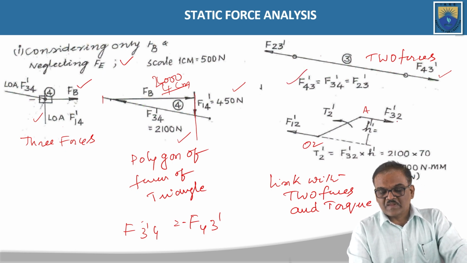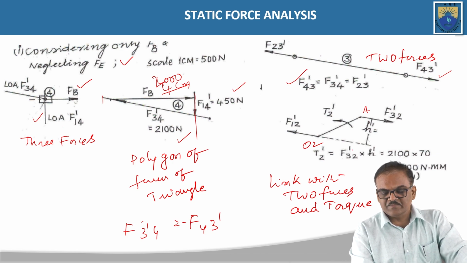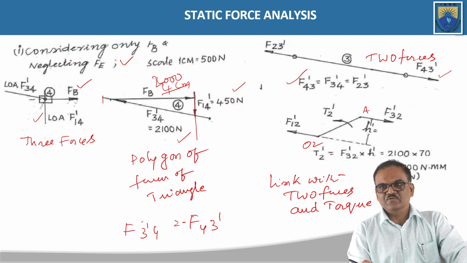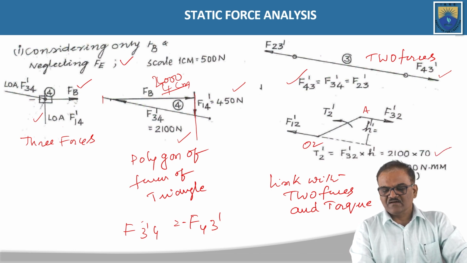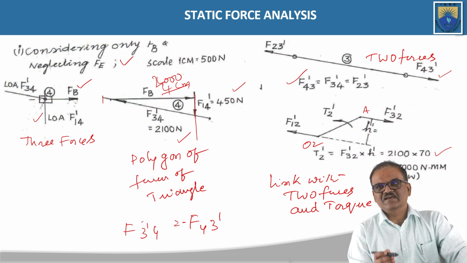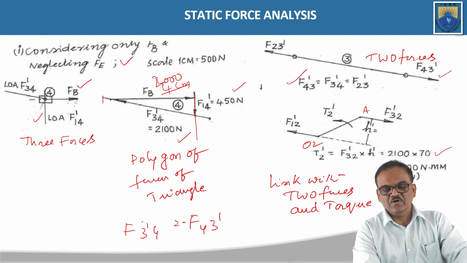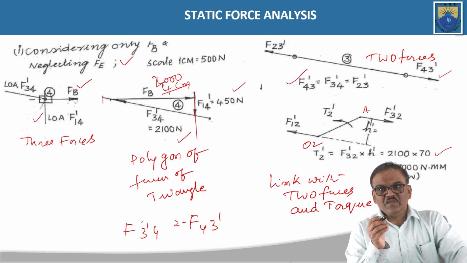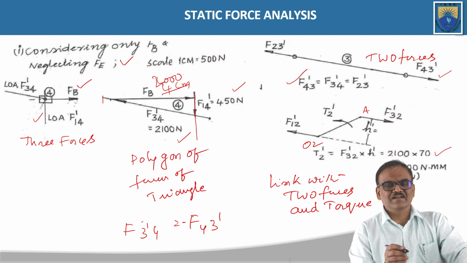After this, F-32 opposite is F-12, and here our objective is to determine the distance between F-32 and F-12. Link O2A we consider as two forces and a torque or a couple. That is what we have to understand here. Therefore, F-32 into h-dash is considered as the torque that is being applied in the counterclockwise direction, because F-32 is opposite to F-23. Therefore, F-12 is T2. This is because of the one force considering only FB and neglecting the FE.